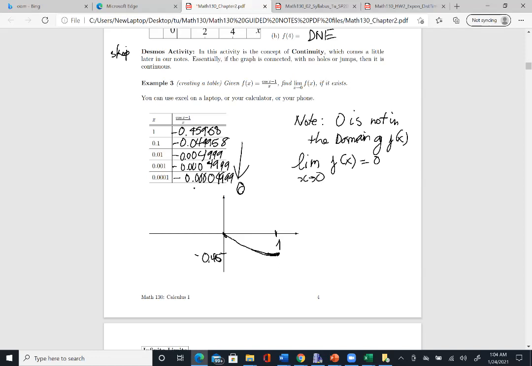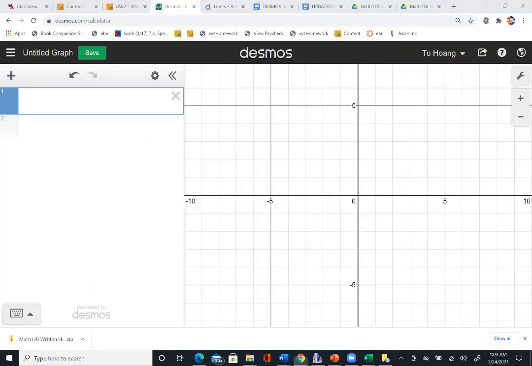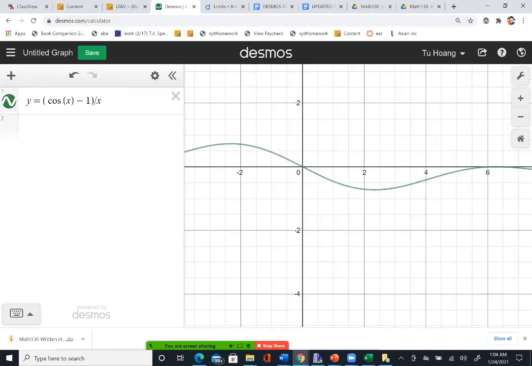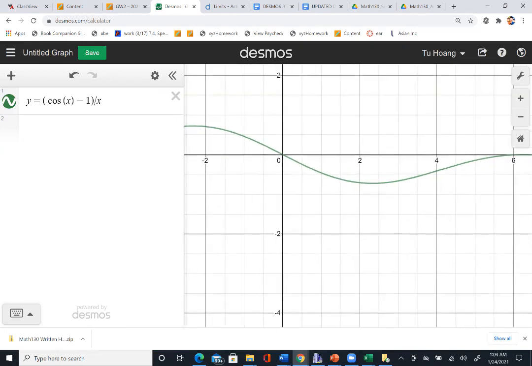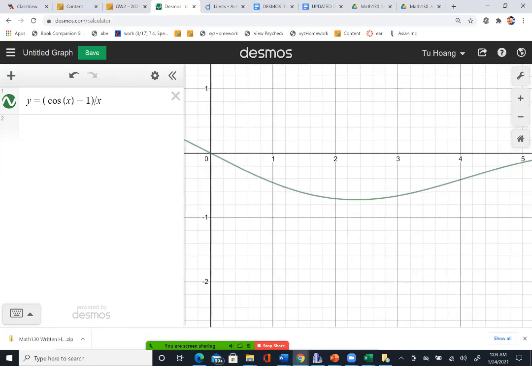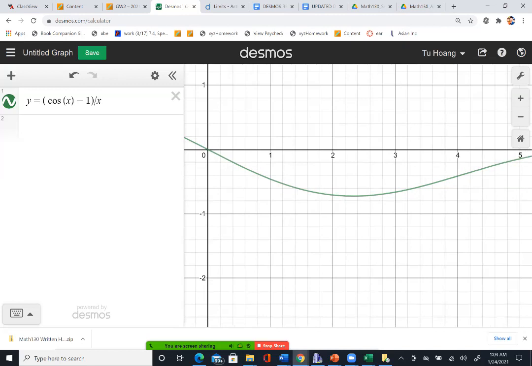But let's see in the decimals, what does that look like? So you have y equal to cosine of x minus 1 divided by x. So it looks like this. Let me make this bigger a little bit. So 1 was about here, right? All right, so if you want to see it clearly, okay, it looks like this.